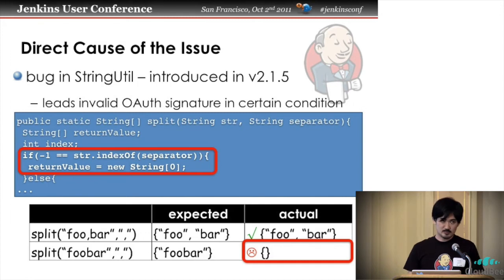The direct cause of the issue was in the StringUtil class, which was also introduced in 2.1.5. It's a very simple class that splits a string into an array by separating the string.